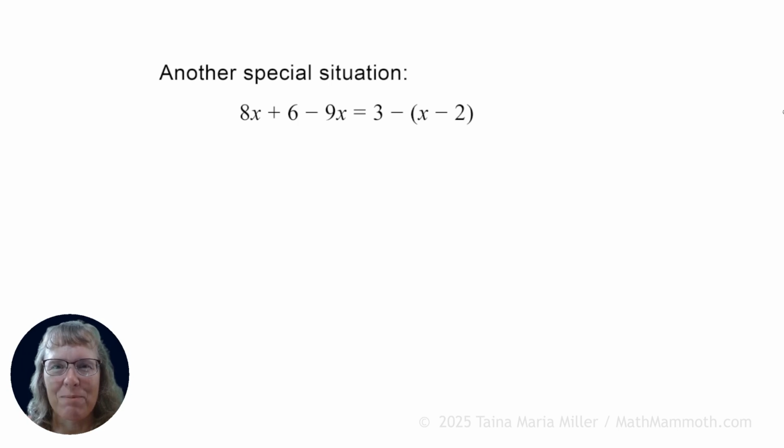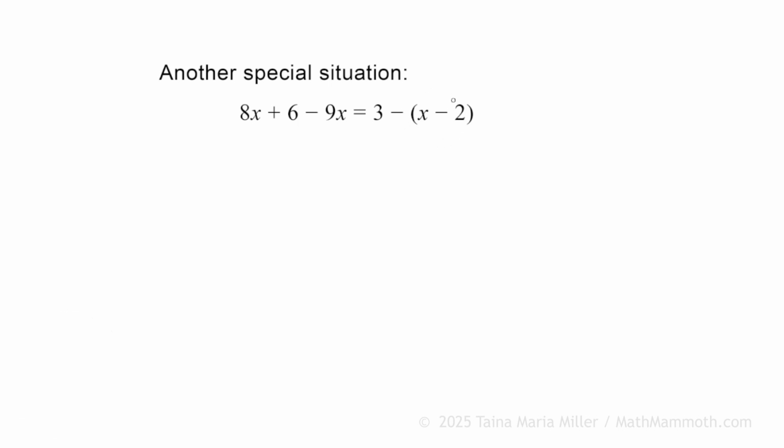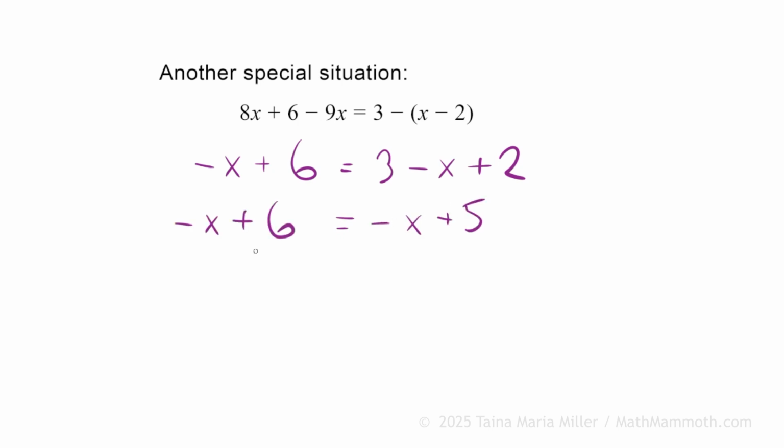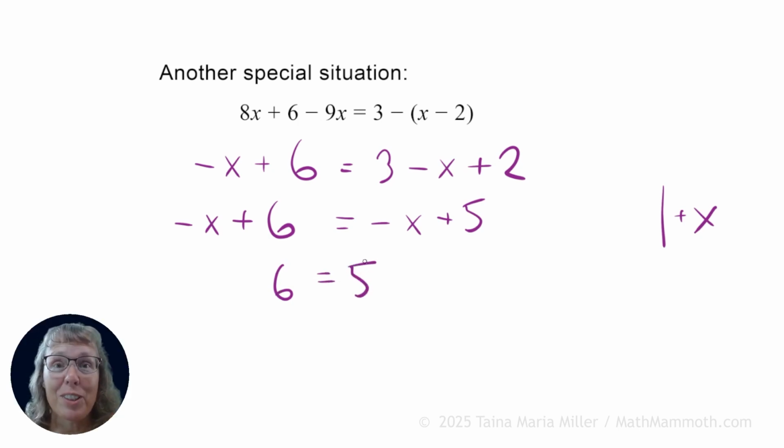Here's another special situation. Let's see what happens now. Again, I need to get rid of these parentheses on this side, so 3 minus x plus 2. Here is 8x minus 9x minus x plus 6. Then, okay, 3 plus 2. I can simplify, so it's minus x plus 5. We can already see that this is a little special, right? There's almost the same thing, but 6 and 5. If I add x to both sides, then we are left with 6 equals 5. Now that's a false equation. No matter what value x has, we're going to get a false equation. And so there's no solutions at all. This equation has no solutions.